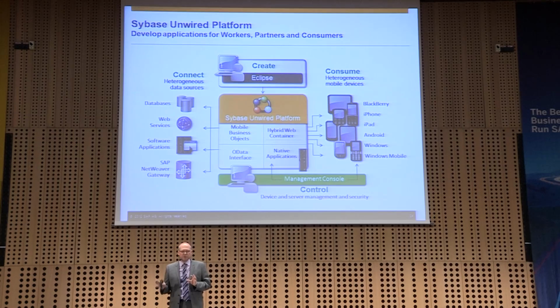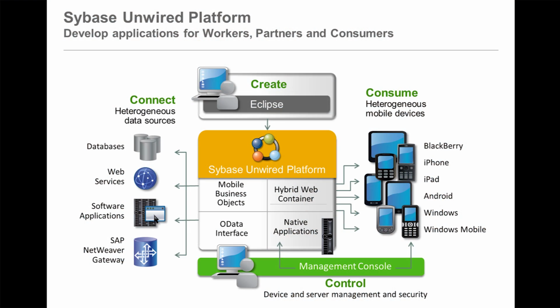So for the Sybase Unwired Platform, we have four areas: connect, create, consume, and control. We can connect to databases, SQL databases, web services, other software applications, and even SAP through NetWeaver Gateway. We can create applications. What we're going to create is what's in that top left-hand box, which says mobile business objects. Mobile business objects are a way of describing what data you want to synchronize from that back-end system to that device.